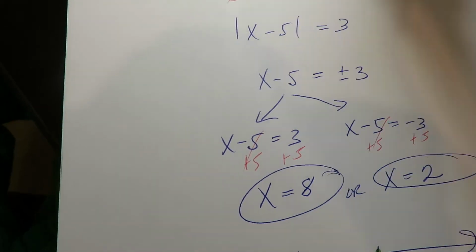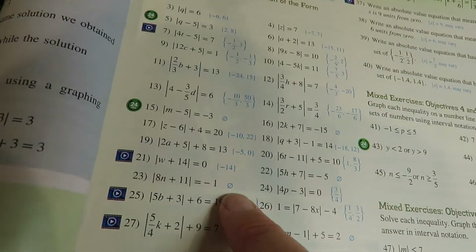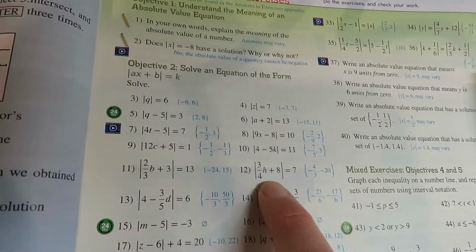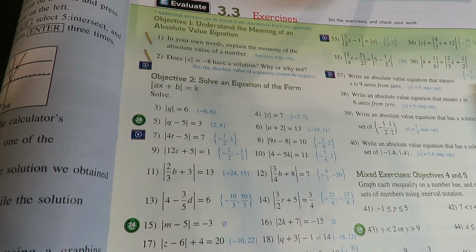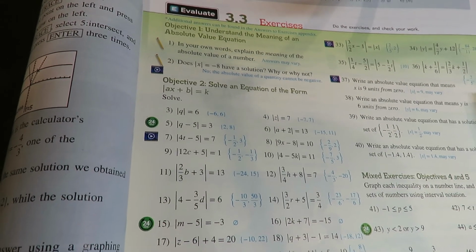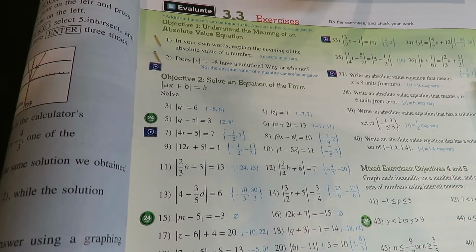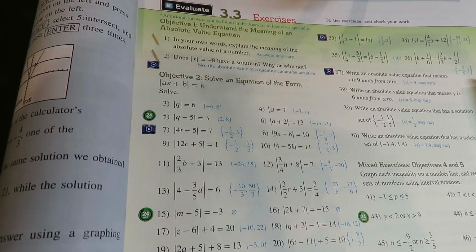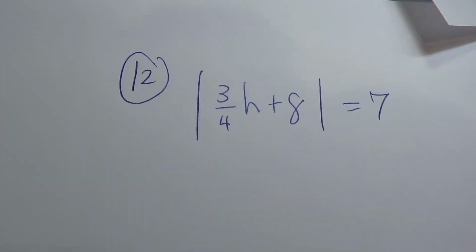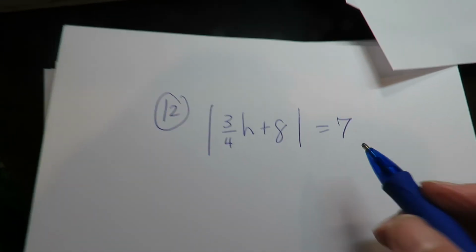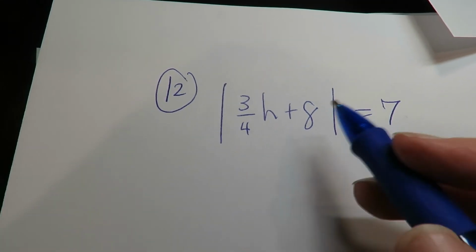Let me just eyeball your homework real quick. I'll get into the special cases. I'm not sure how comfortable you guys are with fractions, so let me grab something like number 12. I'm just going to write it out for you guys: 3 over 4 h plus 8 equals 7. Okay, let's do one of those. I'm just eyeballing what's in your homework to make sure you're prepared to do this.